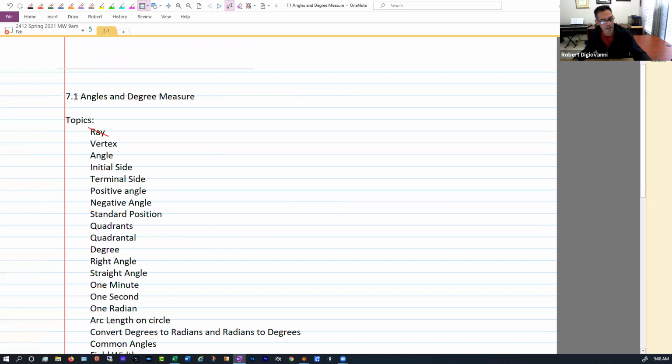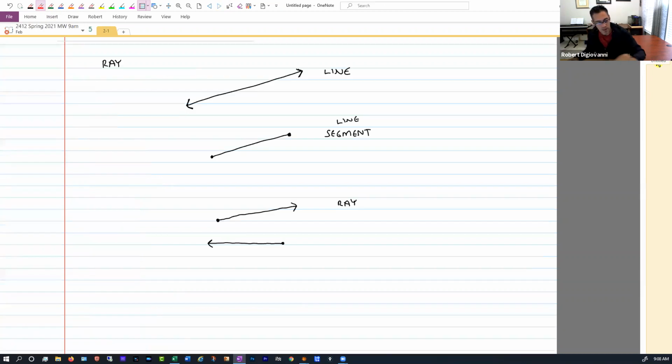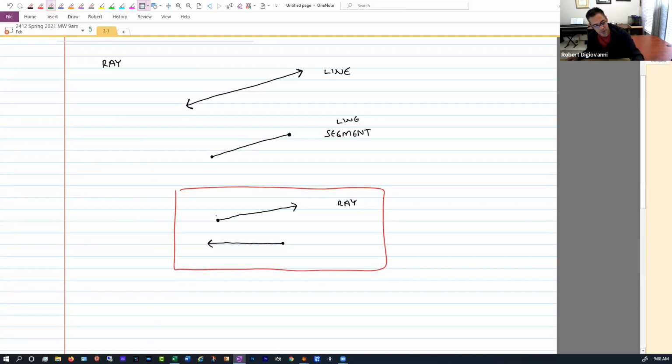Okay, the next thing is what's called the vertex. So the vertex is, when we're looking at a ray, the vertex is this point right here. It's that end point. We call that the vertex of the ray.